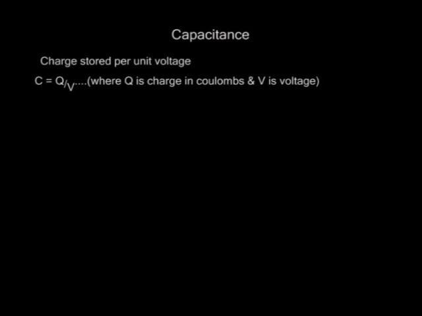The SI unit of capacitance is the farad, F. 1 farad is the capacitance of a body if a charge of 1 coulomb raises its potential by 1 volt. Note that 1 farad is a very large unit of capacitance, and in practice, smaller units such as microfarads are used.